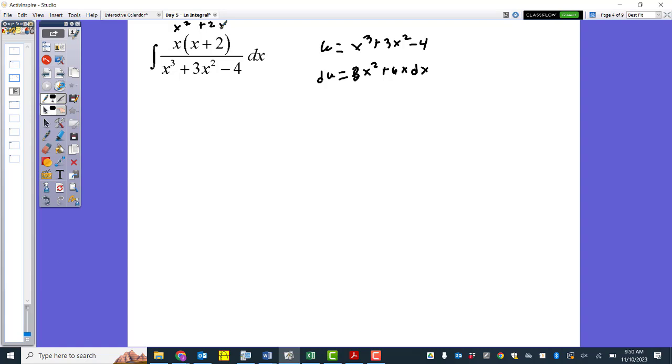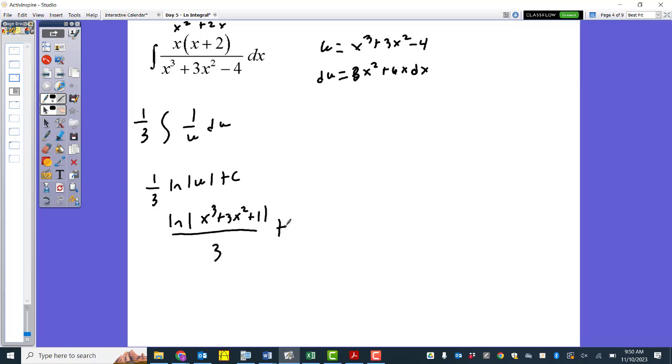So we need the inside multiplied by 3, which means outside multiplied by 1/3, 1 over u du. Integral of 1 over u is natural log absolute value of u plus c. And then we can plug back in our u. Natural log absolute value of x cubed plus 3x squared minus 4, over 3, plus c.